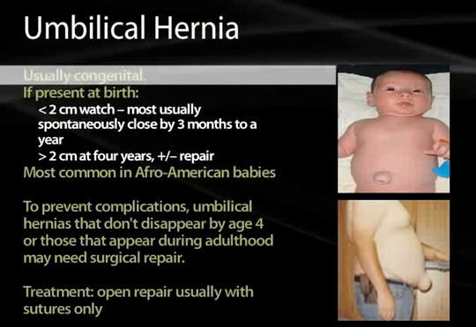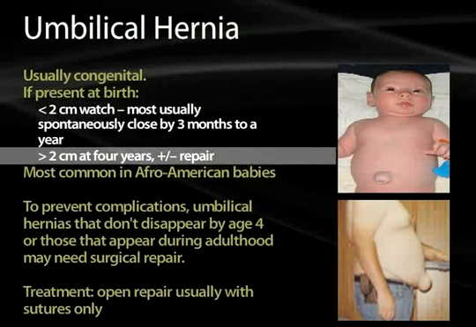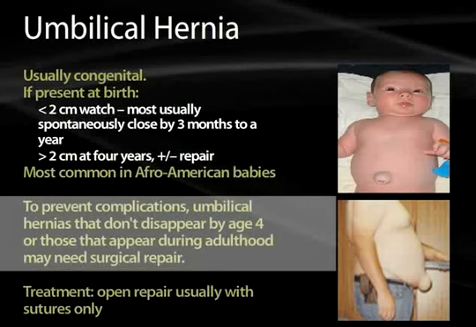The congenital hernias are divided down by size and age. If it's less than 2 centimeters, you can watch it, and they'll usually spontaneously close by the age of 3 months to 1 year. If it's greater than 2 centimeters at the age of 4, then you're probably going to need to repair it. They tend to be more common in African-American babies, and to prevent complications with umbilical hernias, if they don't disappear by age 4, then they'll need to be surgically repaired, or if they appear during adulthood. Most of the adult hernias that appear are oftentimes post-surgical.